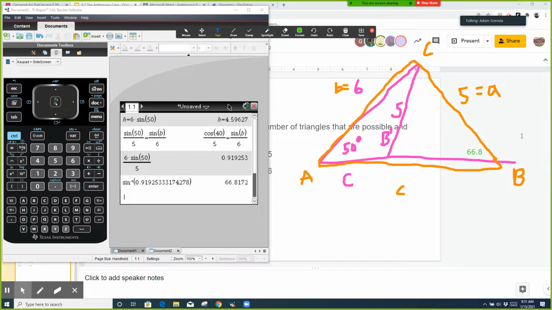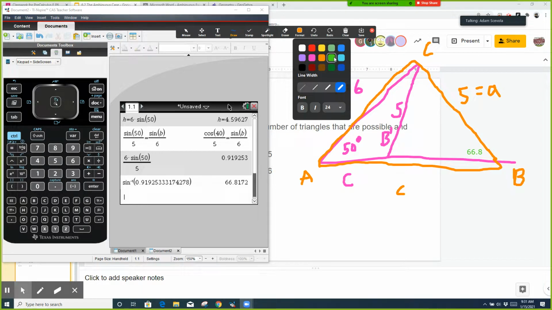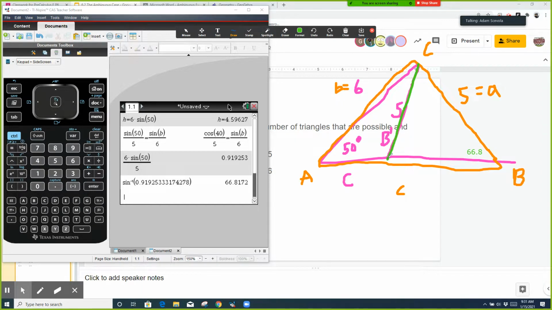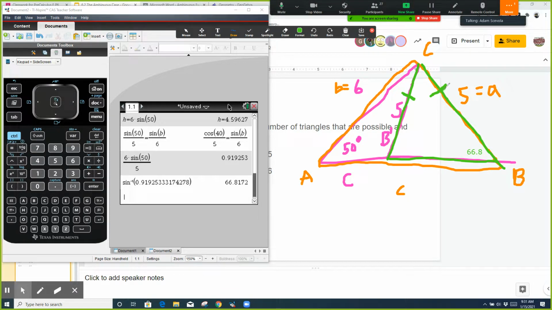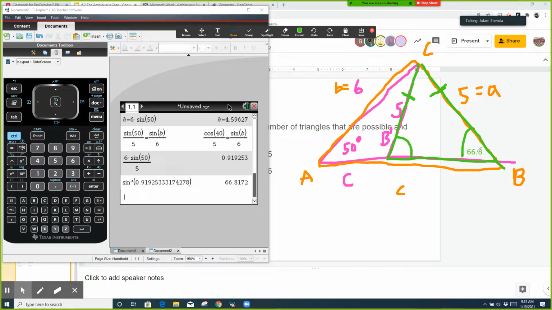Now, notice how we have a right triangle here. This side is 5. This side is 5. Who cares what this side is? This is an isosceles triangle. Did I say right? I meant isosceles. Since these legs are equal, these base angles should be equal. So not only is that angle going to be 66.8 degrees, but so will this angle here.